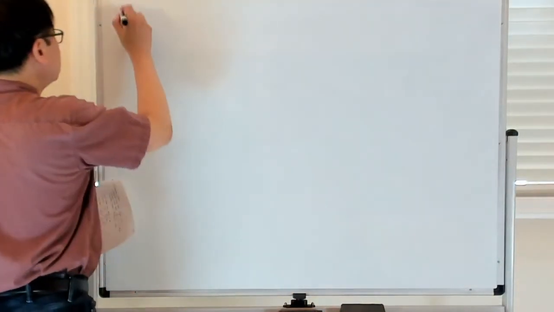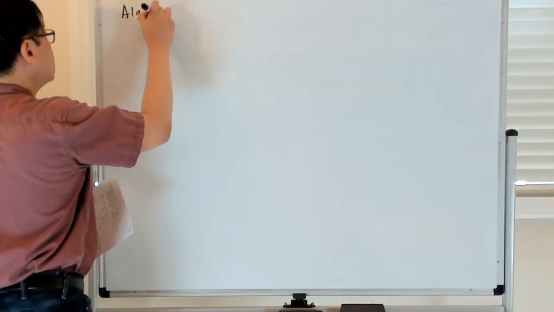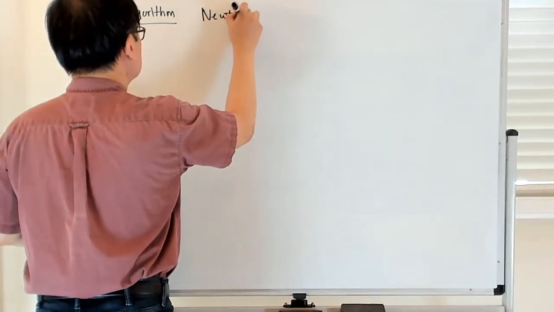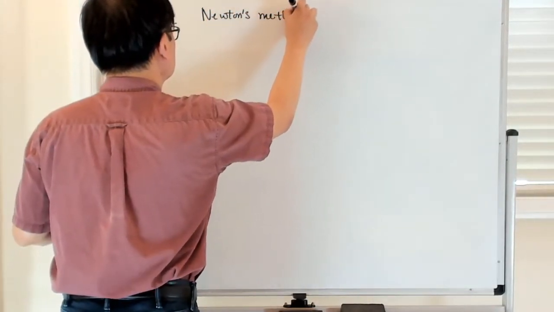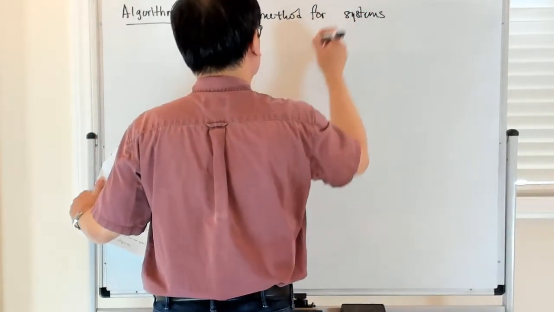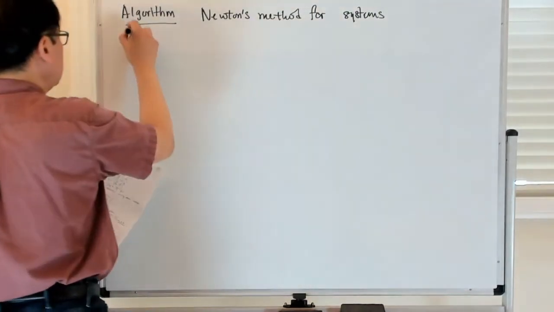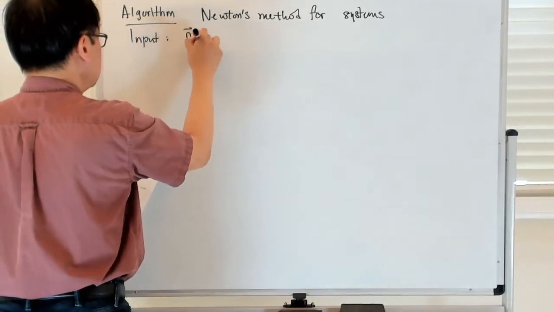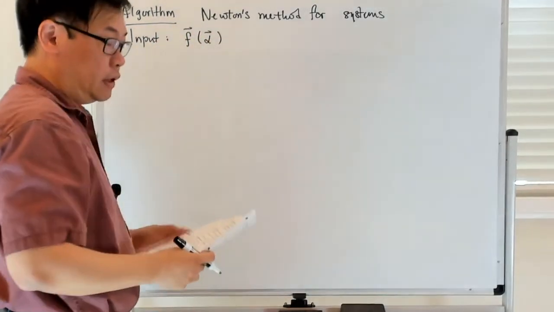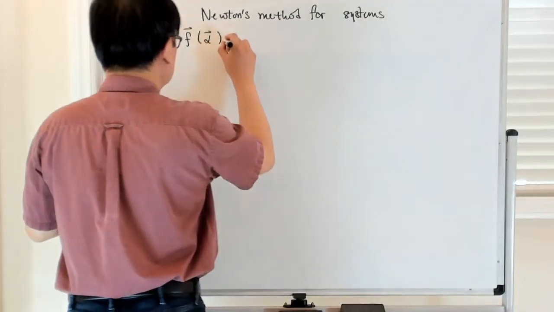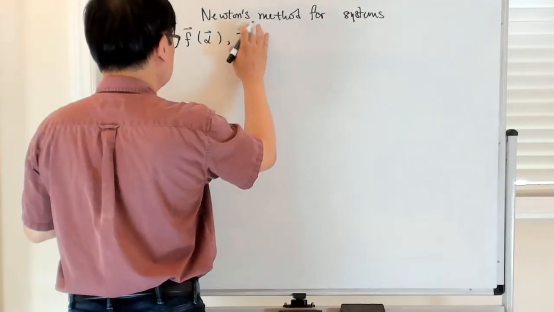Okay, so now let's talk about the algorithm for Newton's method for systems. I need a few inputs. I need to know this system of, or this vector valued nonlinear equation. I need to know the corresponding Jacobian.